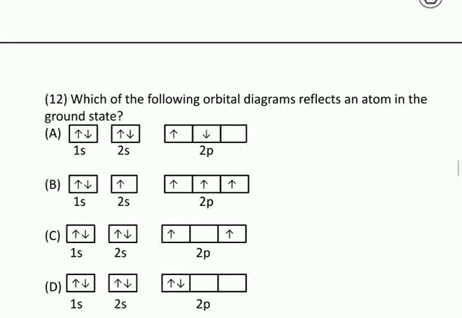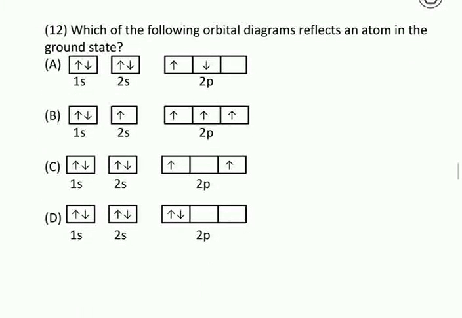All right, and then number 12. Which of the following orbital diagrams represents an atom in the ground state? So when we're thinking about ground state configurations, and if we're given diagrams like this that show both the arrangement of the electrons and the spins that are either up or down, we have to think about 3 basic rules and make sure that all of them are followed.